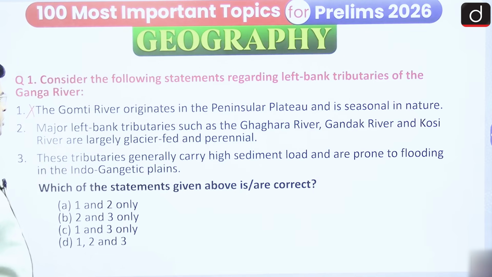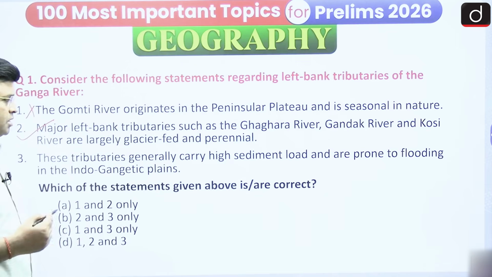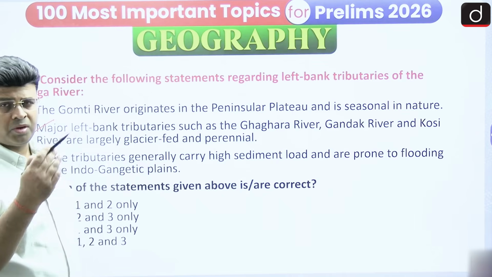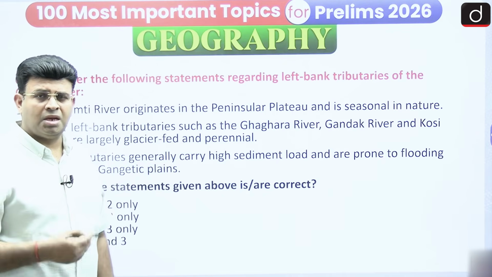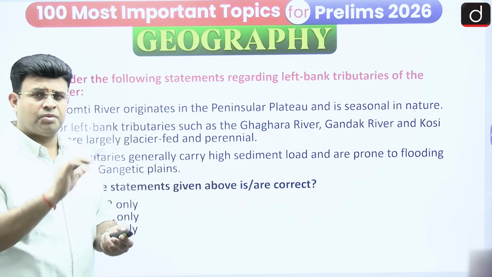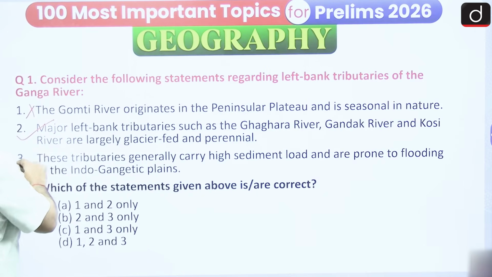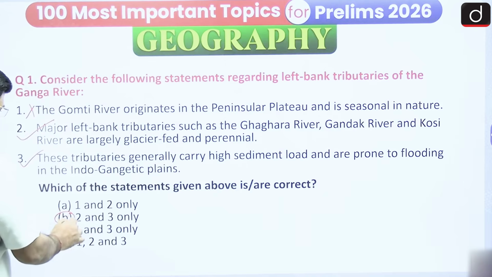Another one: major left bank tributaries such as the Ghagra, Gandak and Kosi rivers are largely glacier fed and perennial. Yes, this is a correct statement. And another: these tributaries generally carry a high sediment load and are prone to flooding in the Indo-Gangetic plain. Yes, these rivers come from the soft sedimentary rock of the Himalayas, so they carry a large amount of sediment. This causes siltation of the river bed, the depth of the river reduces, and this causes regular flooding in this region. This statement is also correct. So statements 2 and 3 are correct.